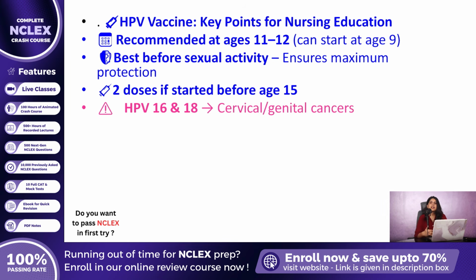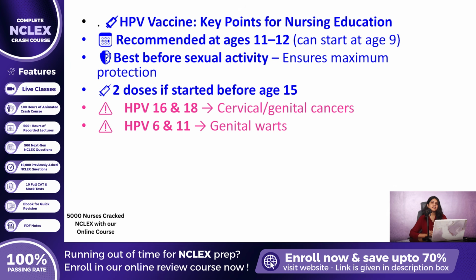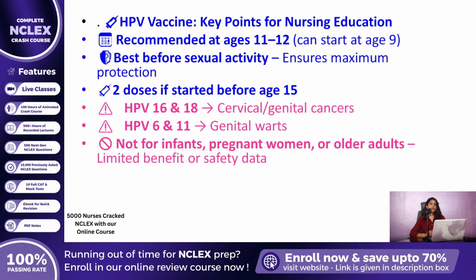HPV types 16 and 18 are most commonly associated with cervical and other genital cancers, while types 6 and 11 cause genital warts. Vaccinating preteens offers strong immunity before any potential exposure. It is not advised for older adults, pregnant women, or infants, as it provides little benefit or has not been proven safe in those populations.